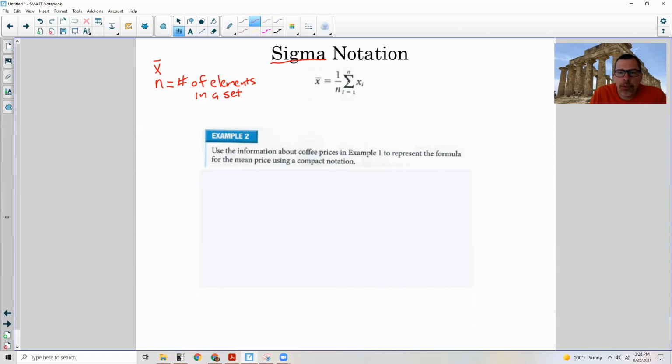But the capital sigma means, so capital sigma looks like this. And it means the sum of, and that's how you say it. So this would be X bar equals 1 over n times the sum of i equals 1 to n of X sub i. Okay, so we need to keep going. i is the element number. Let's call it that, the element number.